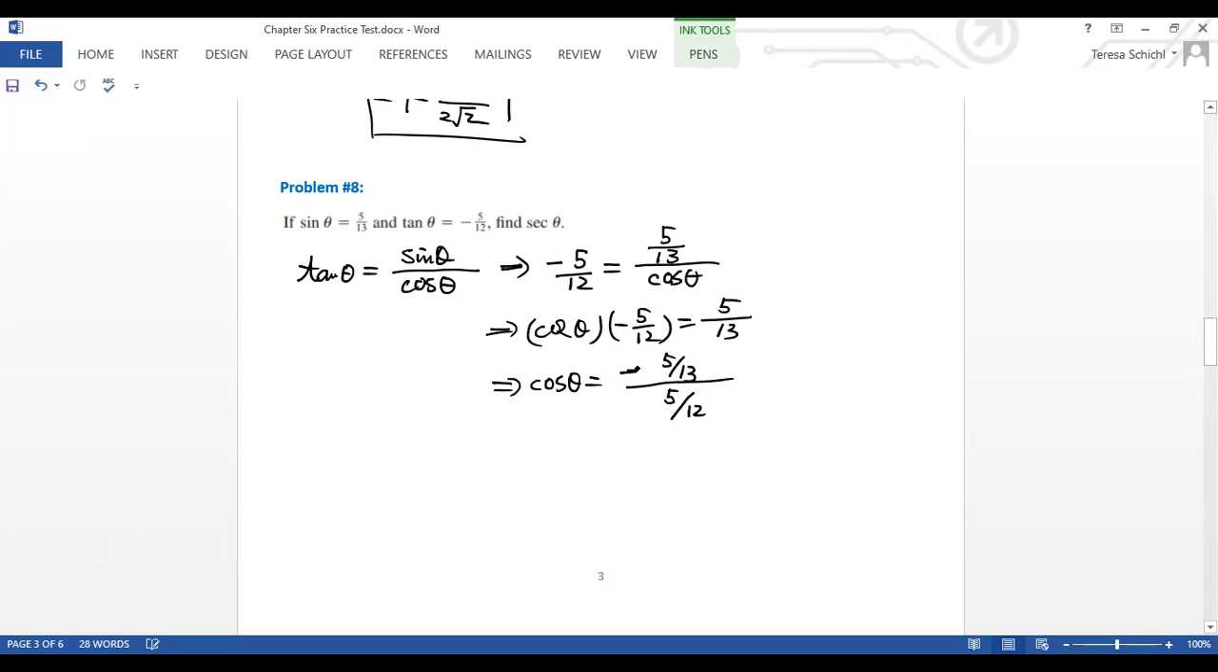Don't forget this negative sign, right? So this is negative 5 over 13. You flip, so 12 over 5. And boom, 5 cancels, so it's negative 12 over 13 here. So now we are looking for the secant. The secant theta is just 1 over what? The identity is 1 over cosine. So secant theta will just be negative 13 over 12. Okay, so it's pretty easy also, right?